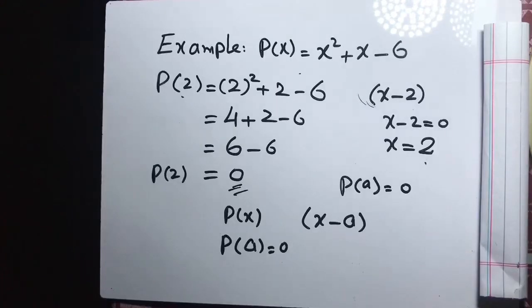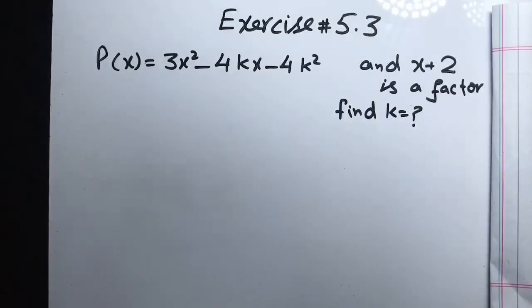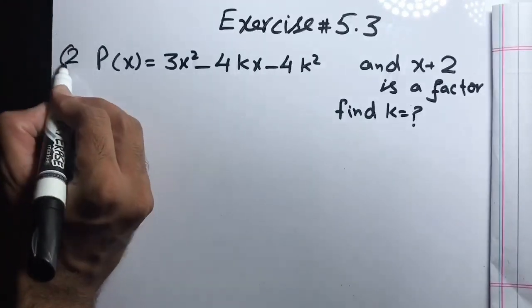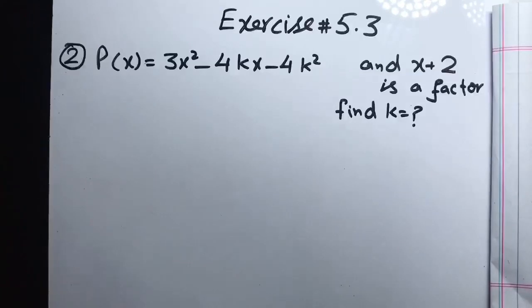Factor है. Now we solve question number 2. In question number 2, the polynomial given is 3x square minus 4kx minus 4k square.